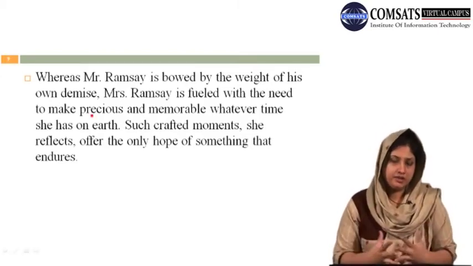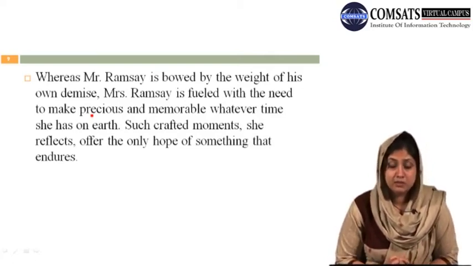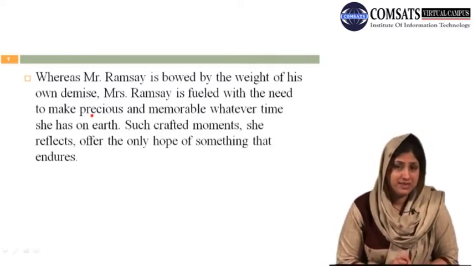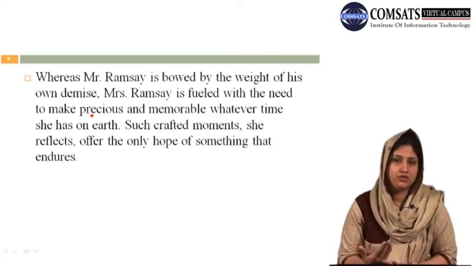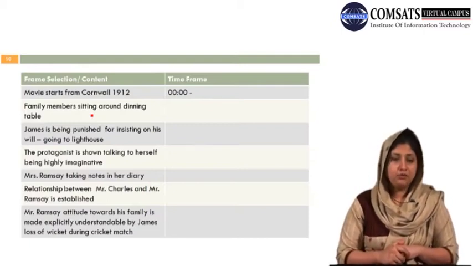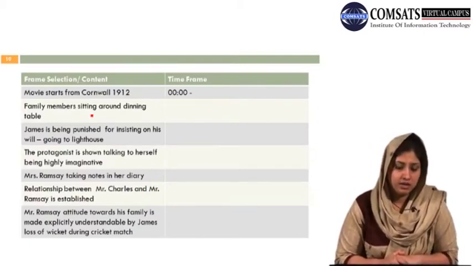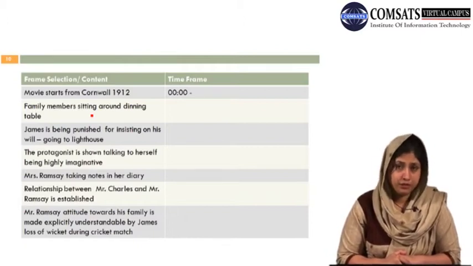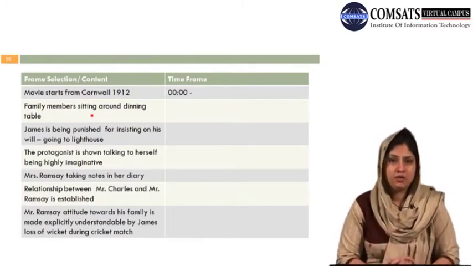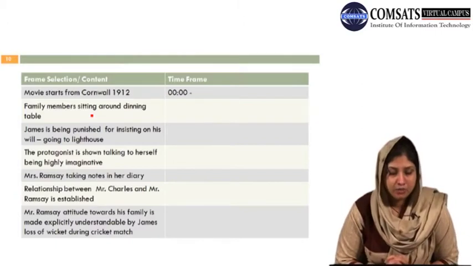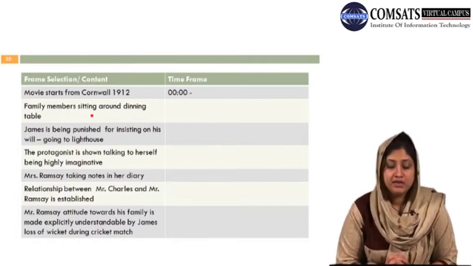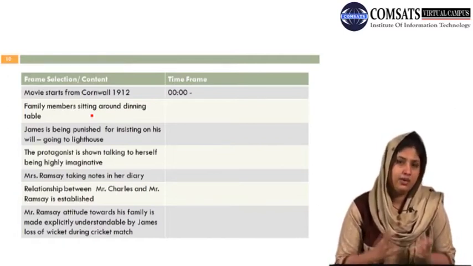Now, with this discussion based on both of these characters, I would like you to watch and observe things for yourself and see how, right from the beginning of the story, you will find a clear difference in both of these characters. So now you're going to watch the very beginning scenes of the movie, where you will be able to understand for yourself how things are portrayed to provide this theme of transientness for life and work. And you will see that the movie starts from Cornwall, 1912, where all the family members are sitting around a dining table.